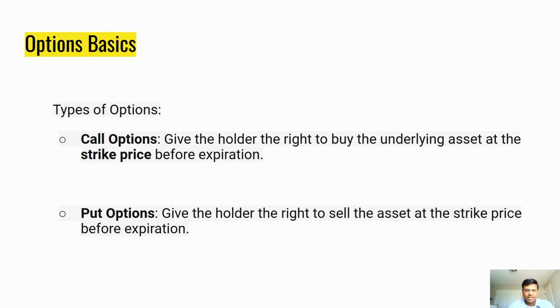What it means is that when you buy a call option, you have the right to buy that underlying asset before a particular date on which that contract is set to expire, and that's called the expiration date. You agree to buy at a particular price as per the contract, and that price is the strike price. Similarly, a put option gives the holder the right to sell the asset, again at a predetermined strike price as per the contract, before the contract's expiry date.